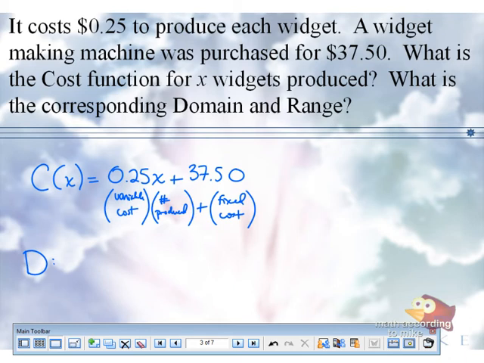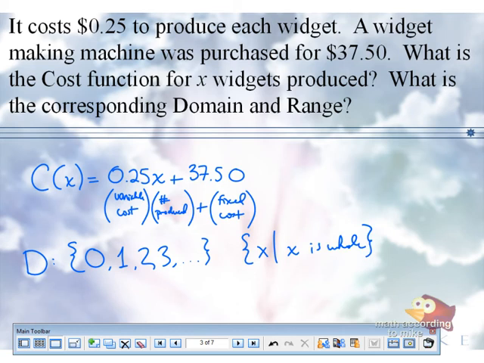You can write this a bunch of ways. 0, 1, 2, 3, dot, dot, dot. X such that X is not negative and greater than 0. Or we could just say X is whole, because that's what that means.